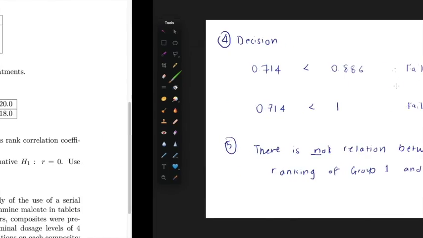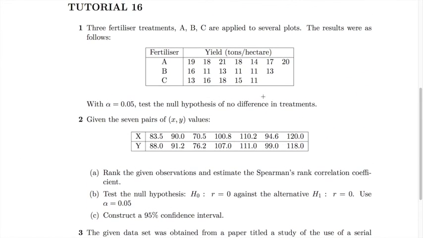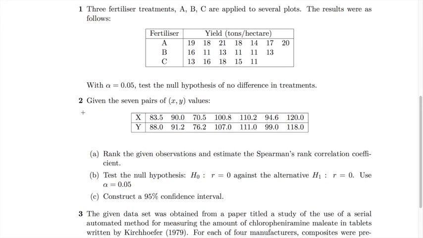Before we end off, in your tutorial 16 there is a question that you could do, question 2, which is practice on the Spearman's rank correlation coefficient. Just a hint, you need to rank X and you need to rank Y. These are the actual values of X and Y. You need to rank them first before you find those differences. And then just to correct what's written over here, it should not be R is equal to 0. It should be rho S is equal to 0, and then rho S is not equal to 0. So just fix that in your notes.